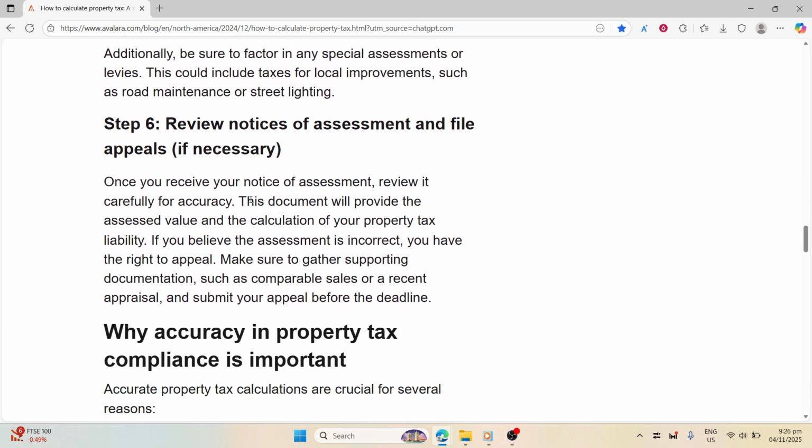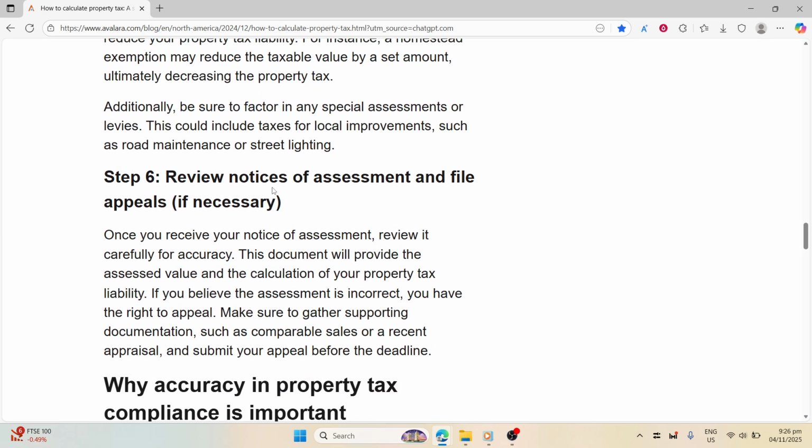Finally, make sure you meticulously review your notice of assessment when it arrives. This document will include the assessed value and outline how your property tax was calculated. If anything seems off, you have the right to appeal. Gather relevant documentation, like recent appraisals or data from comparable sales, and be sure to submit your appeal within the designated timeframe. And there you have it.